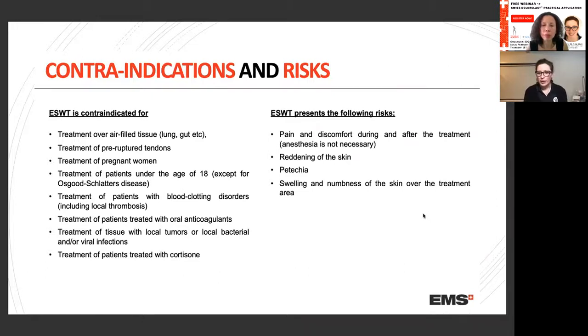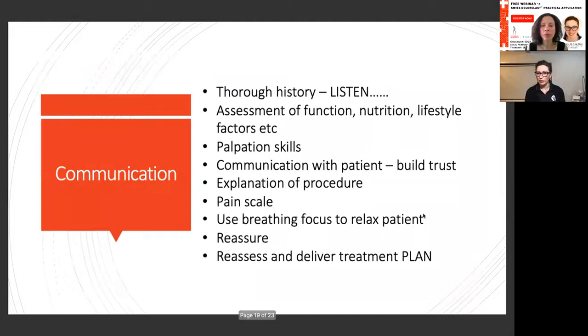So we make sure we take a thorough history from our patient. We must listen really well, assess their function, and ask them about nutrition and lifestyle factors. Our palpation skills are really important. Make sure we know what our hands are on. Build trust, like we spoke about in the last session we ran. Explain the procedure. Use a pain scale. So ask them, if 10 is the pain you've had, how is this out of 10? And use that to guide your treatment.